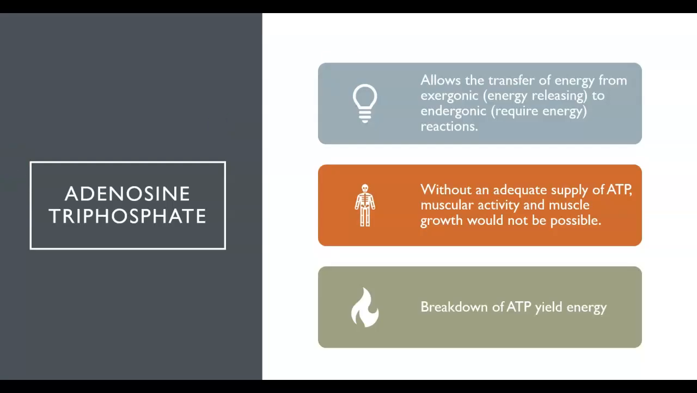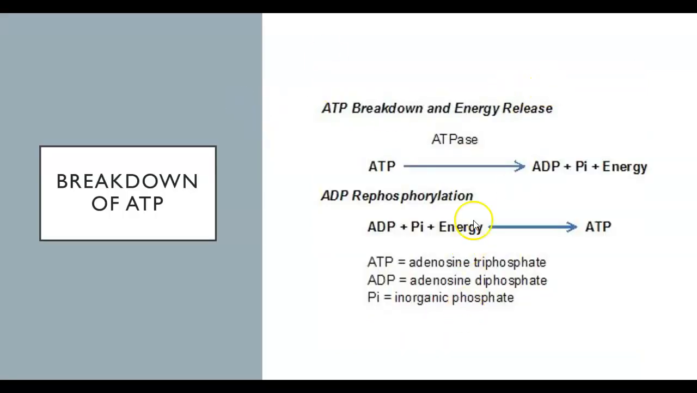So adenosine triphosphate allows the transfer of energy from exergonic to endergonic reactions. Without an adequate supply of ATP, muscular activity and muscle growth would not be possible. So we need ATP. We need adenosine triphosphate for everything that we do. And the breakdown of ATP also yields energy. So this is what this equation looks like.